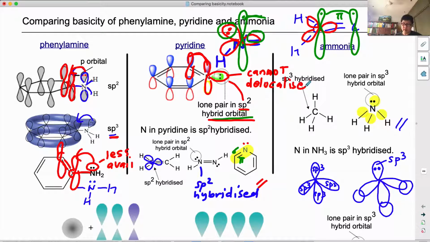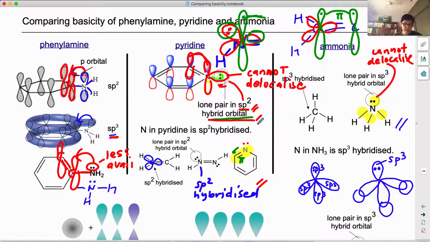Same goes for this one. This one also cannot delocalize. There's nothing to delocalize into anyway. So what's more important is this. If you see pyridine, you see the lone pair. Understand that the lone pair is in the sp2 hybrid orbital and it cannot delocalize. So what does it mean?